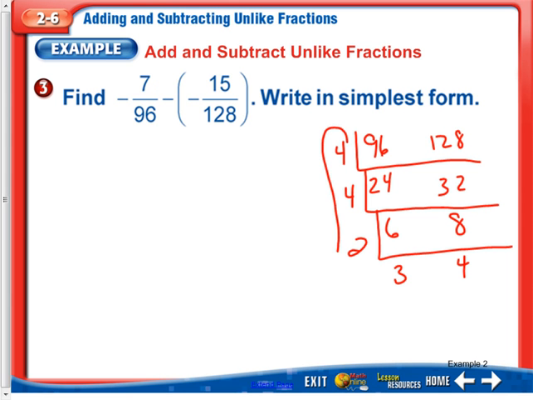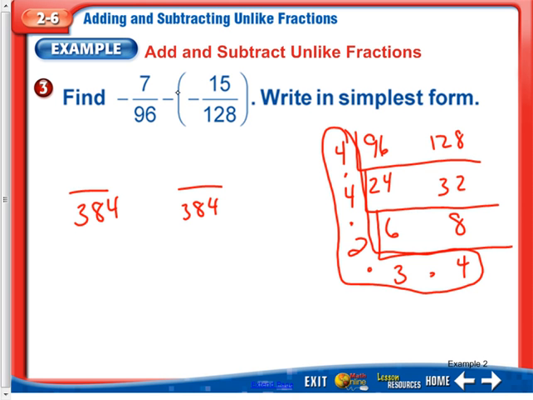So all of these numbers right here are going to be multiplied together to find my least common denominator. So I'm going to multiply 4 times 4 times 2 times 3 times 4. And I'm going to get 384 for my total answer. So I'm going to get 384 for a common denominator.